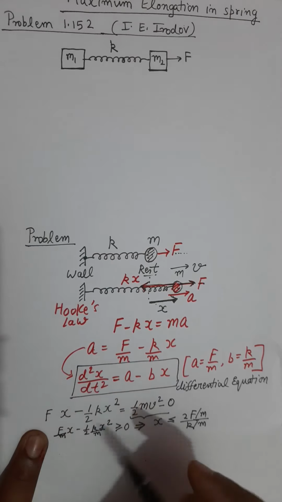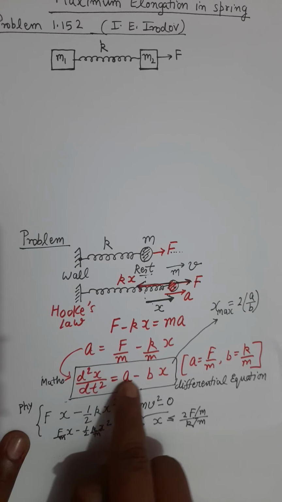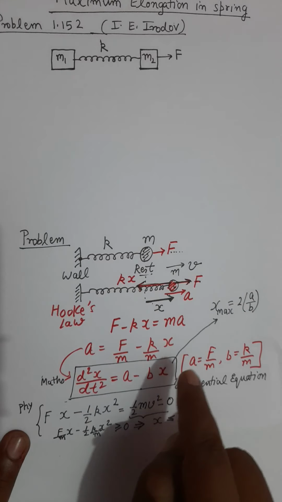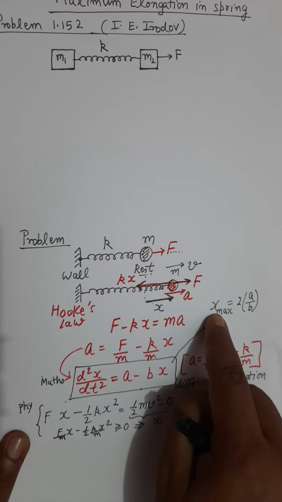Notice that there are two things running parallel to each other. One is physics, and the other is mathematics. According to physics, the maximum displacement is twice of A by B. And now I will connect this solution to the differential equation solution. For any differential equation which is in this form, you can directly put that the maximum of x will be 2 times A by B. So this was the theory. In fact, this was not the problem part. This was the theory which you should learn and apply for other questions.